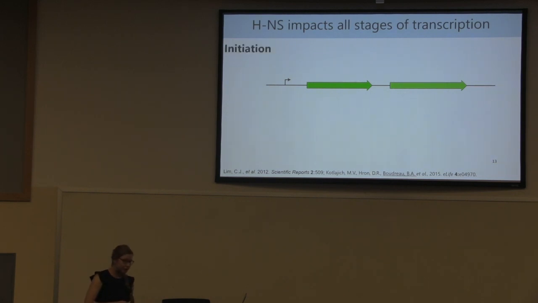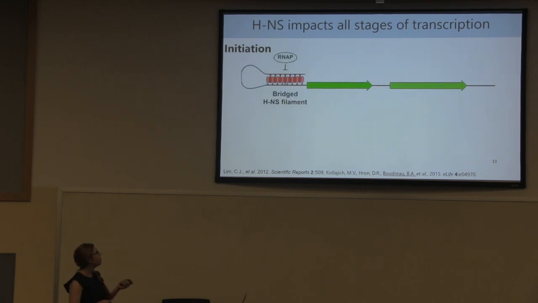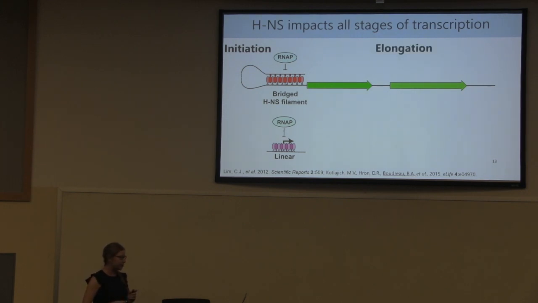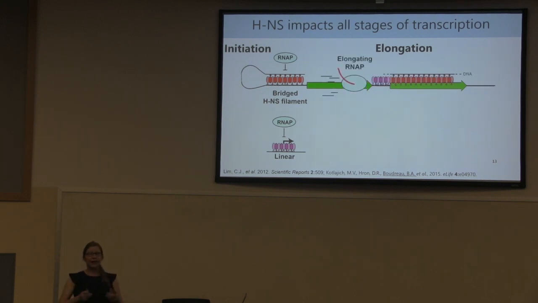So in the first step of initiation, HNS can form filaments over the promoter that could be bridged, or they could be linear. And I'm just showing you the two conformations here with different colors, so it's easy to see that in the bridged, HNS is interacting with two DNAs, but in the linear, HNS only binds to one DNA. So, HNS can block RNA polymerase binding to the promoter, but it can also affect the second step of transcription, elongation, where an elongating RNA polymerase might encounter an HNS filament in either a linear or a bridged conformation.